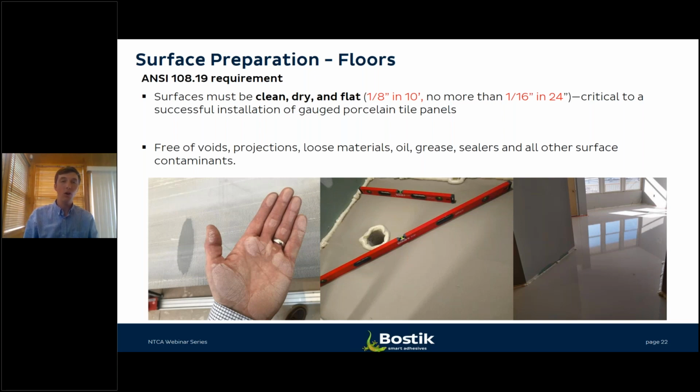And the flatness is called out currently as 1/8 of an inch in 10 feet, the maximum amount of variance underneath a 10-foot straight edge. Then there's no more than 1/16 of an inch of variance over the course of 24 inches under the same straight edge. That straight edge method allows you to figure out exactly where the high and low spots of a floor are and what needs to be dealt with to ensure successful installation of gauged porcelain tile panels.